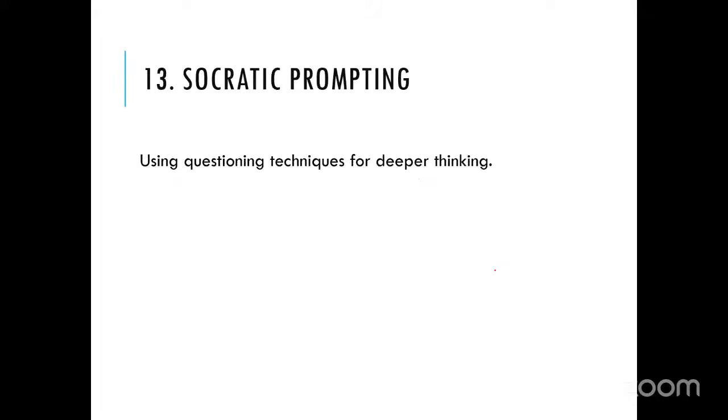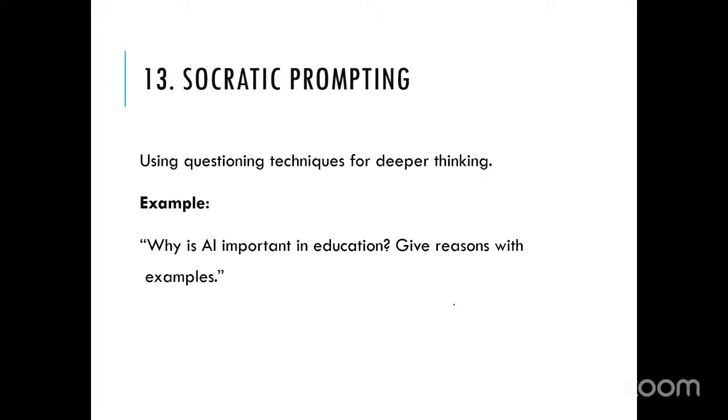Okay, so next one is Socratic prompting. So using questioning techniques for deeper thinking. Okay, let's see the example of it. See here, this is using the questioning techniques. Here the question is why AI is important in education. Give reasons with examples. So you are using the questioning techniques for deeper thinking. Those types of prompting is called Socratic prompting.